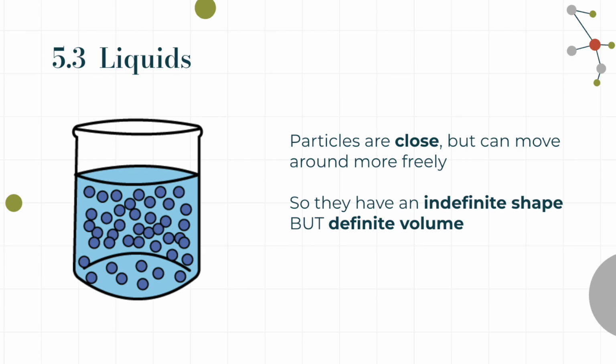If you pour, for example, water into a glass, it will take the shape of the glass. If you pour the water into a box, it will take the shape of the box, but there is still the same amount of water, so the same amount of volume.